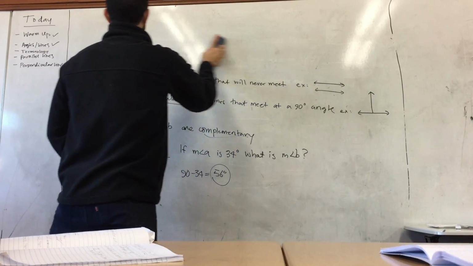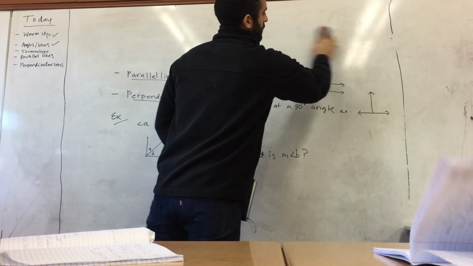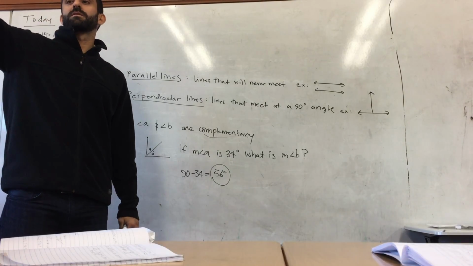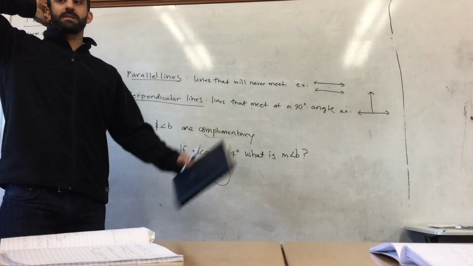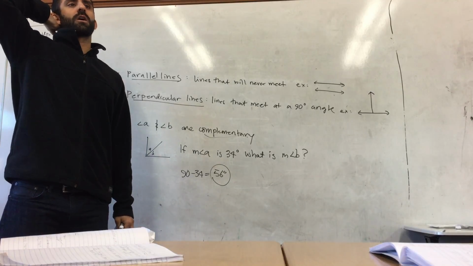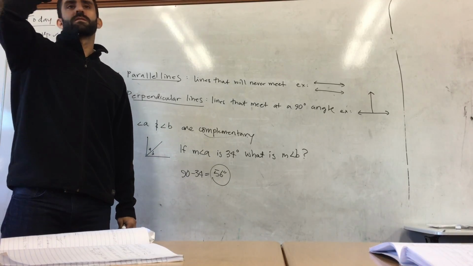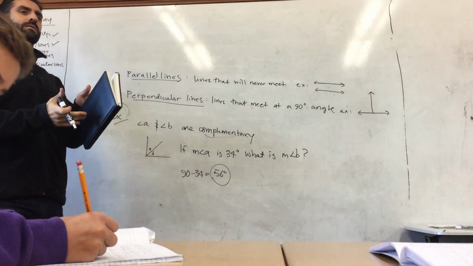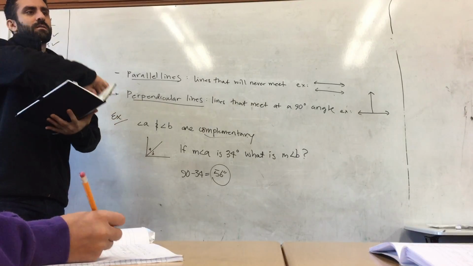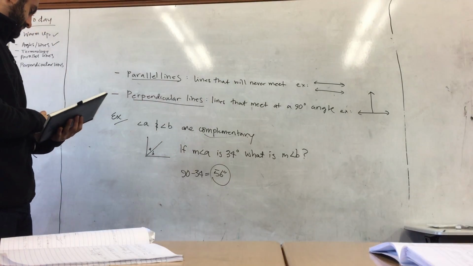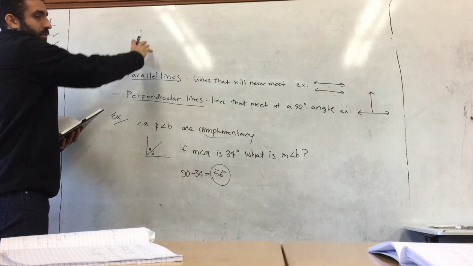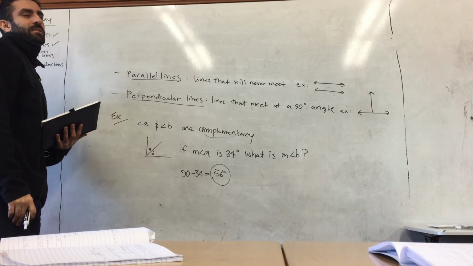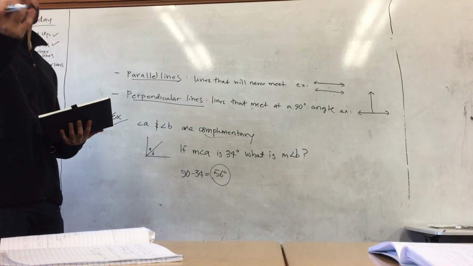Now that I've erased it, what does complementary mean? Angles that add up to 90 are complementary. Isaac, what does supplementary mean? Angles that add up to 180. Okay, so we have two definitions here.